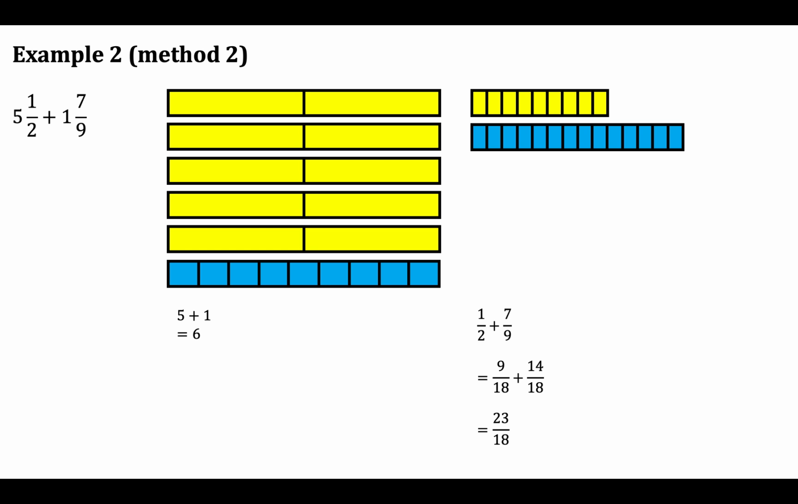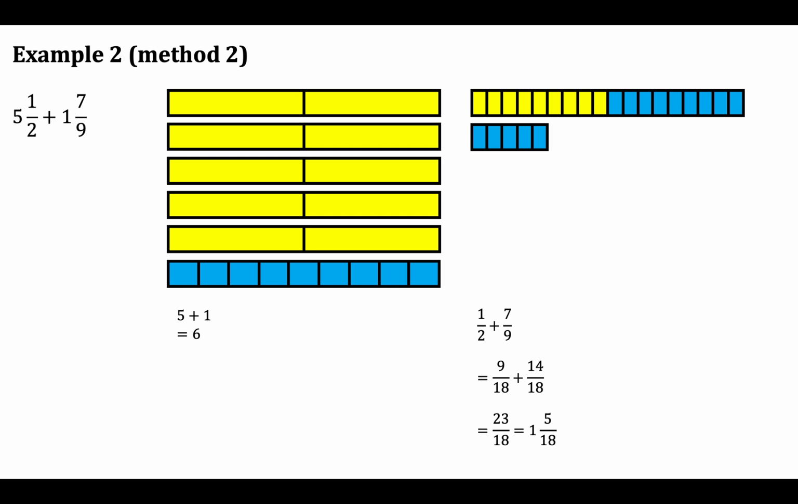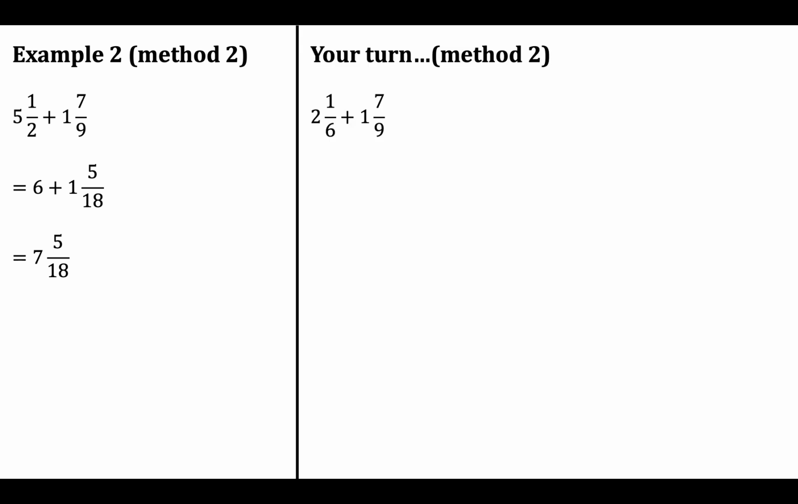But it's useful at this point to express this as a mixed number. So if we look at making that whole there, you can see that we've got 1 and 5/18. So back to the question in hand, we had 5.5 plus 1 and 7/9, which is the same as 6 plus 1 and 5/18. So our final answer is 7 and 5/18. Here's one for you to try, and again at this stage it would be a good time to pause the video while you go and try that.